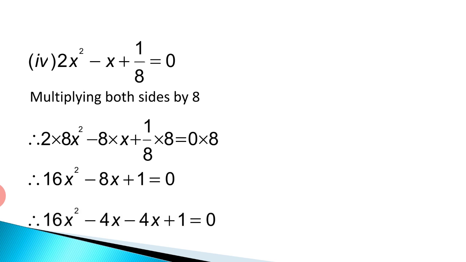Now for factorizing, actually it is a perfect square. But if you remember the identity, well and good. Otherwise you can go by the splitting middle term method. Now 16 into 1 is 16, and you have to split the middle term as minus 4x minus 4x. 4 fours are 16 and 4 plus 4 is 8. As the middle term is negative, it will be minus 4x minus 4x.